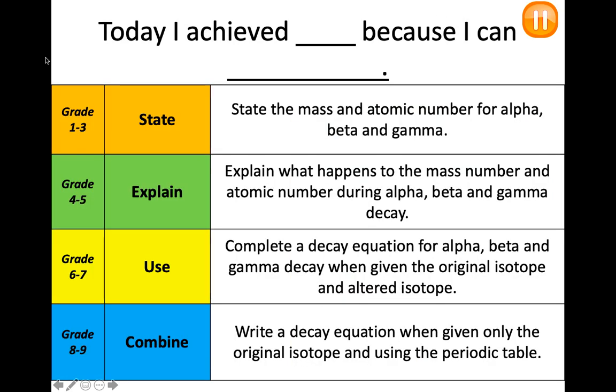Okay, now on to our sentence. So today I achieved, state, explain, use or combine, because I can. So write in the box what's in the box next to the statement that you have achieved today. Press pause to complete.